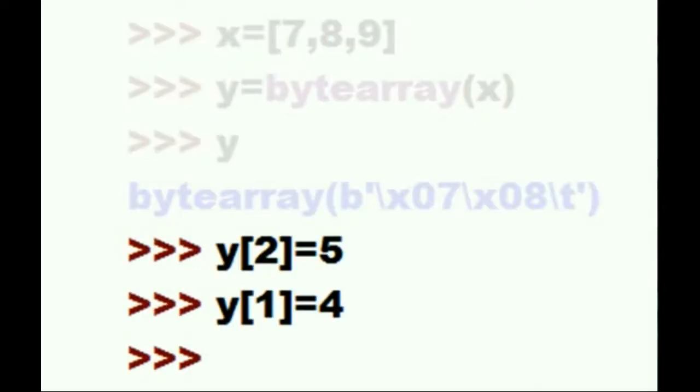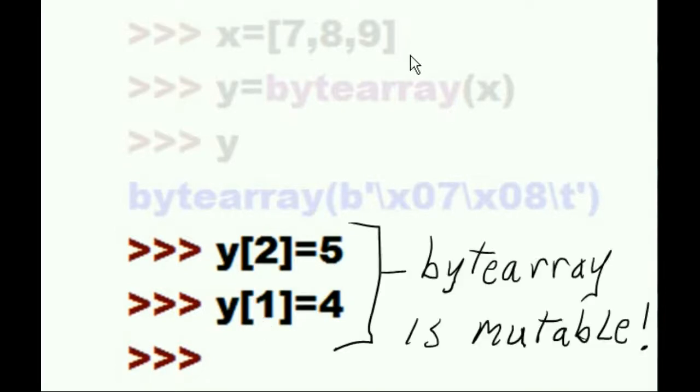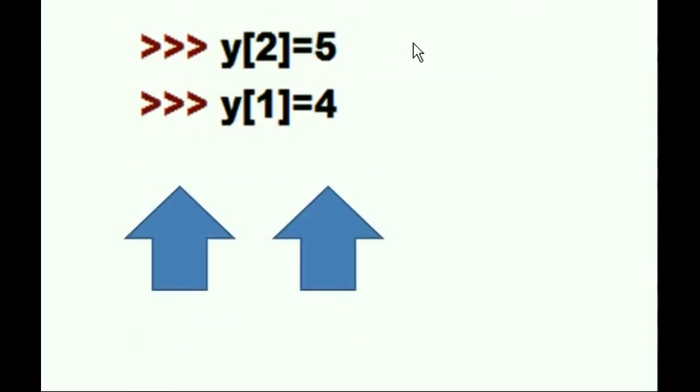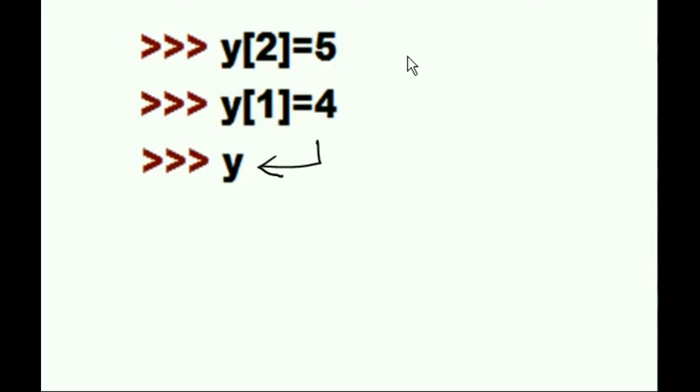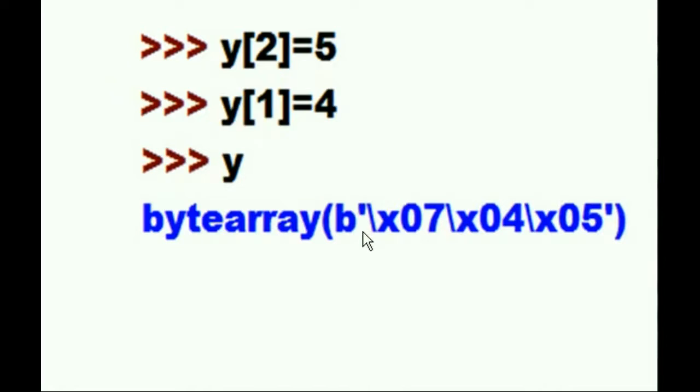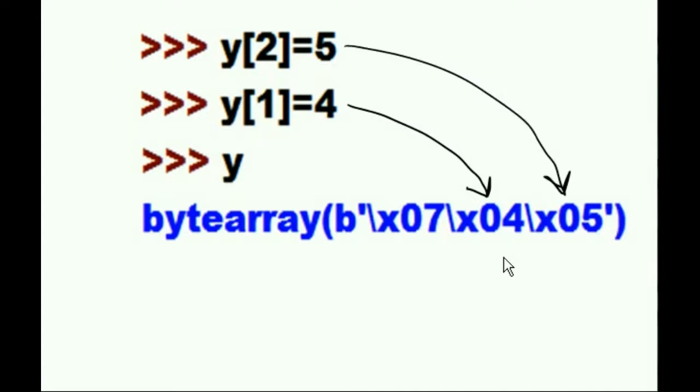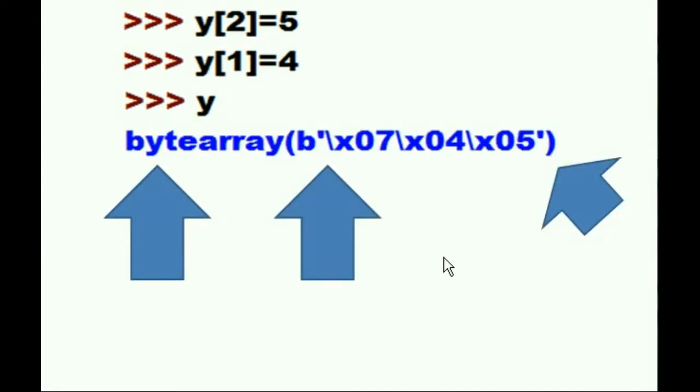So I now assign new values. I'm assigning 5 to Y's 2nd element, and 4 to Y's 1st element. Our bytearray is mutable. You can make changes to it, assign values to it. So let's move this up a bit. And now let's see what's in Y after this assignment. And wow, I see x07, and then there's our new 4, and there's our new 5.